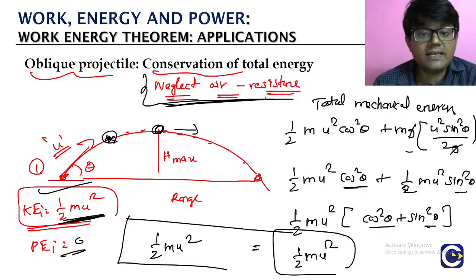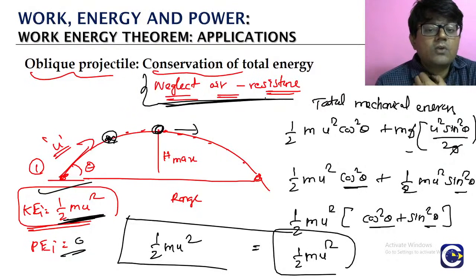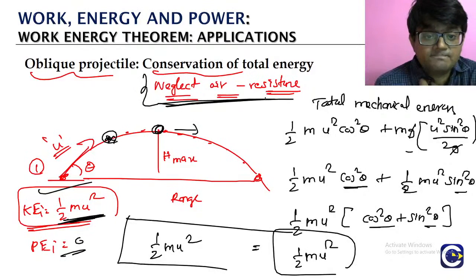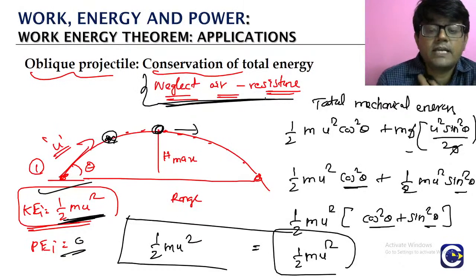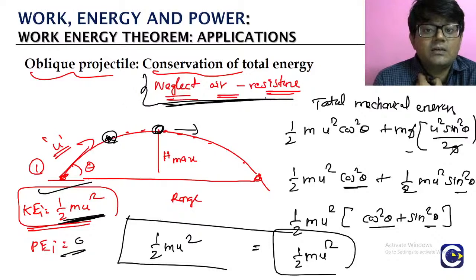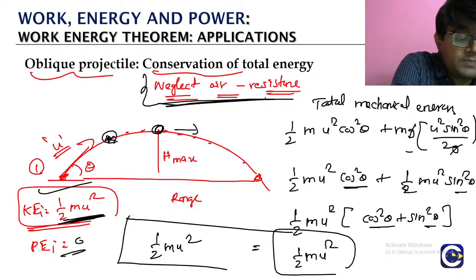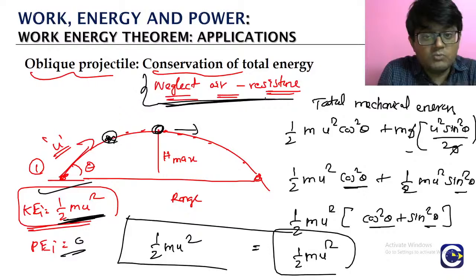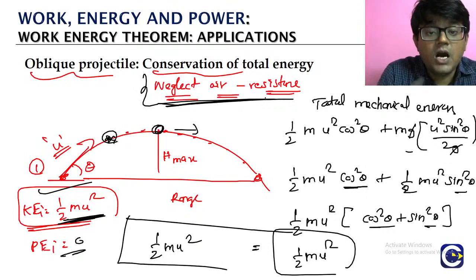If we do not neglect it, then we are going to have a non-conservative force, which is the air friction or air resistance. Then this conservation of mechanical energy principle will not be applicable. So we are assuming that the air resistance is not there. Then the conservation of mechanical energy principle is applicable. It is applicable for the vertical motion of the object, as we saw before, and for the oblique projectile motion, horizontal projectile motion, everything.